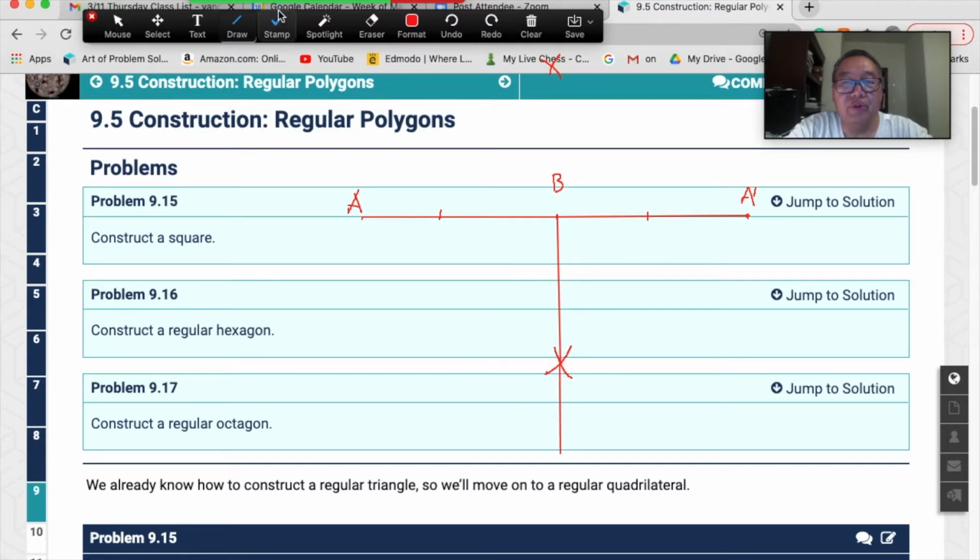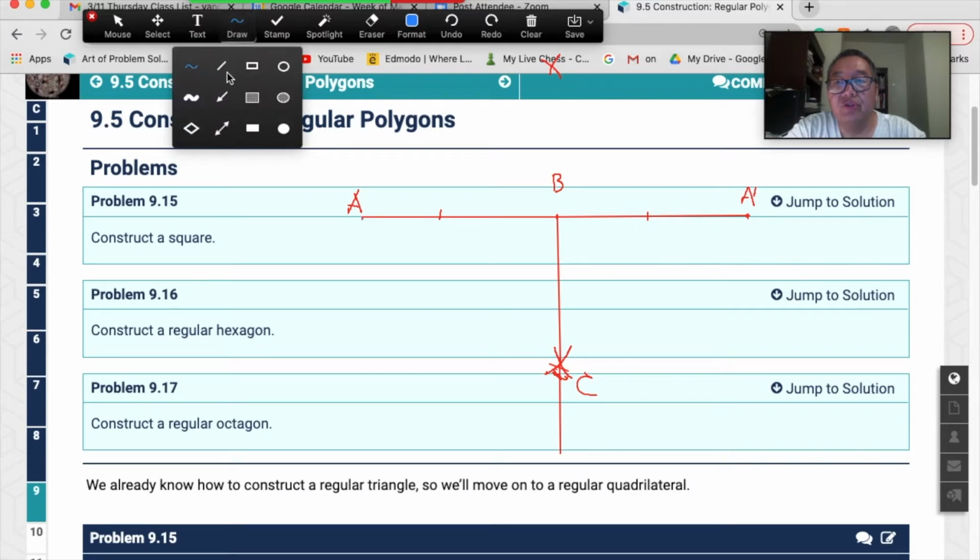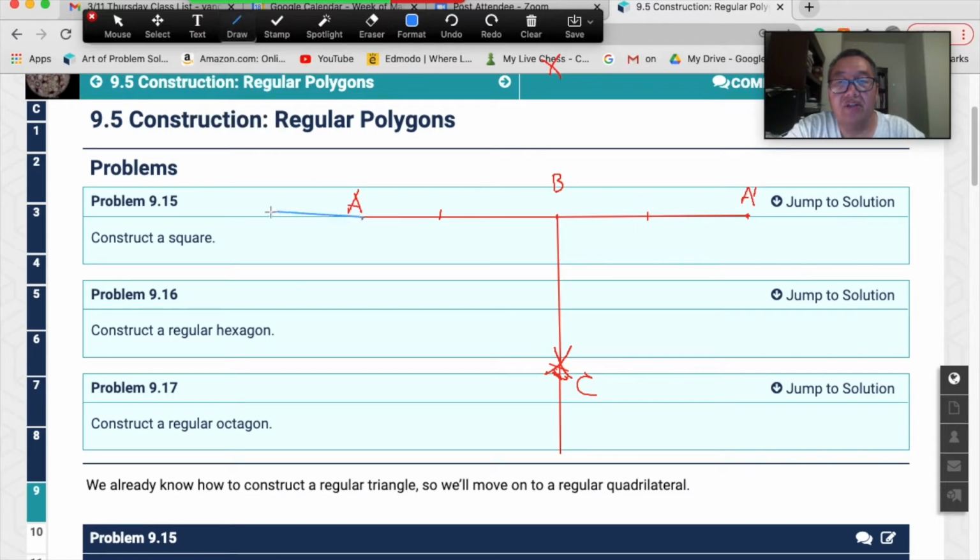Then you can use your compass, use B as a central point and the length of AB as a radius to find where point C is. Suppose you found that point C is here. Then you can do the same thing. You extend this line segment to the left side, use A as a central point, and extend this one, suppose here.